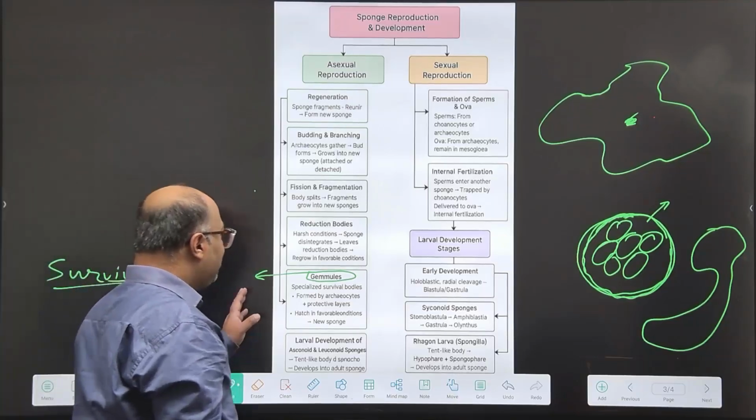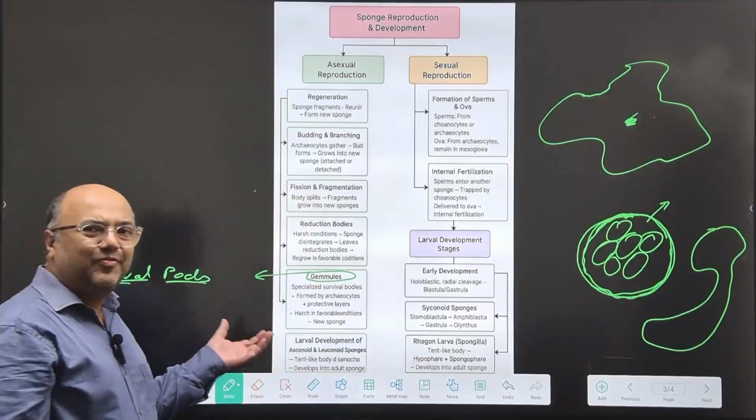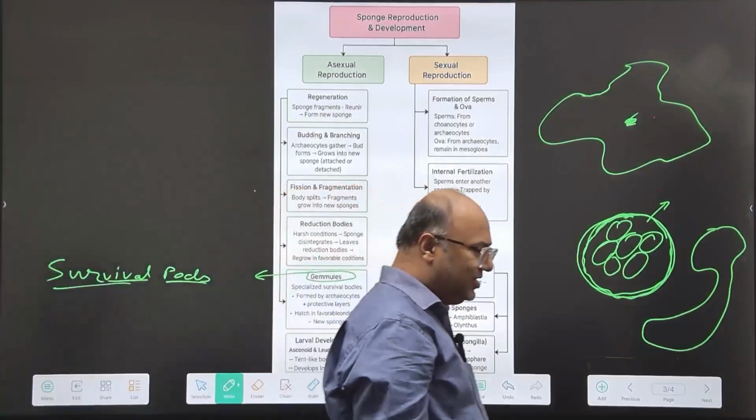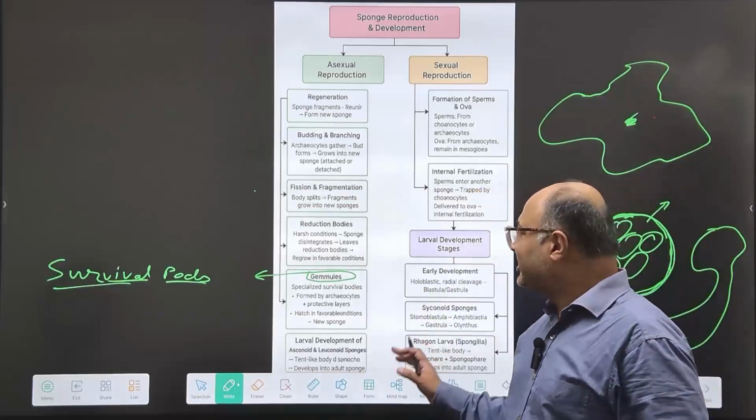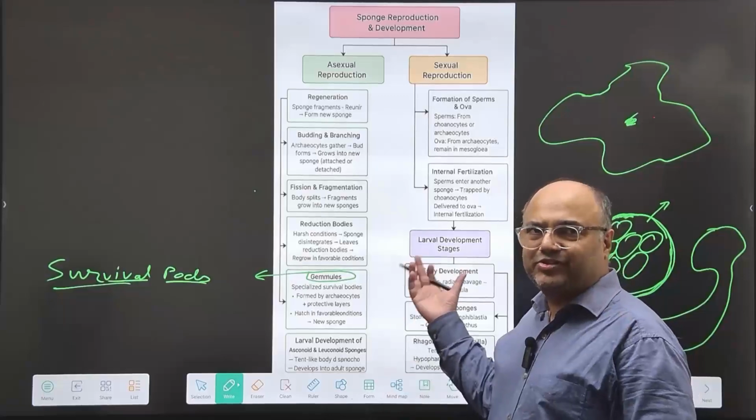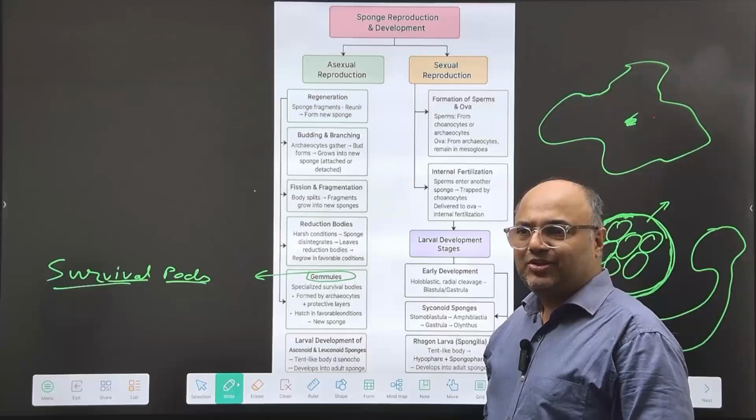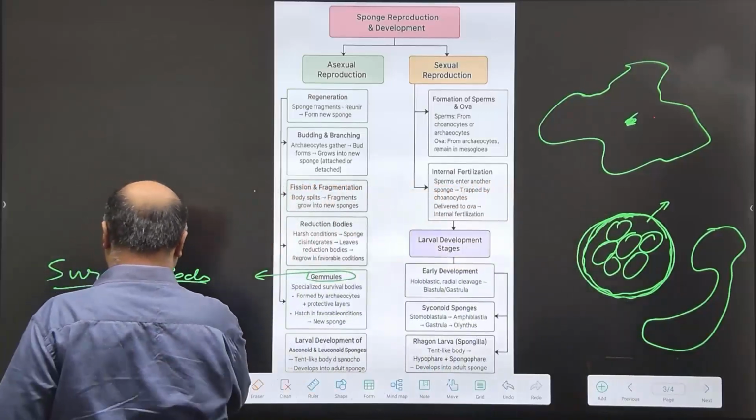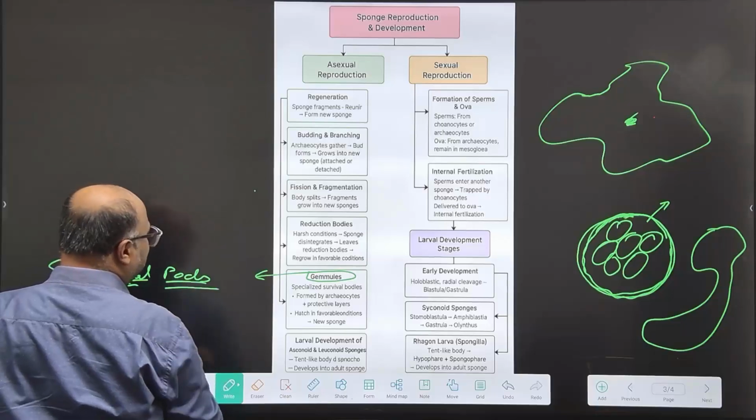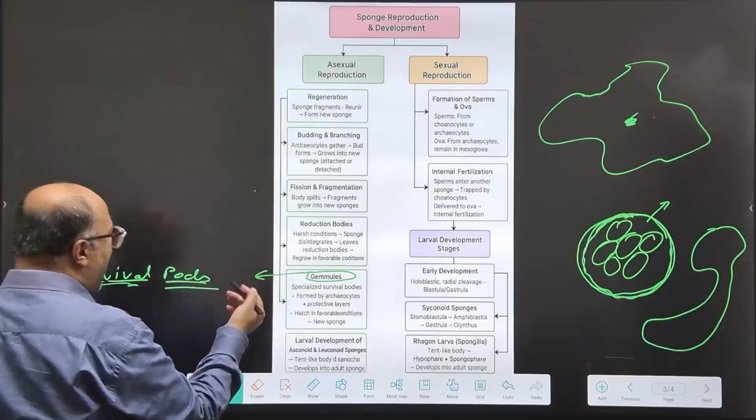So these are generally found in mostly freshwater sponges. There are very few freshwater sponges. Their gemmule formation happens instead of reduction bodies, which are found mostly in marine sponges. Marine means, of course, sea dwelling, you know that. Okay, so survival pods. What is the difference between a reduction body and a gemmule?